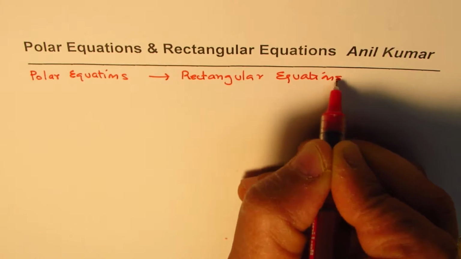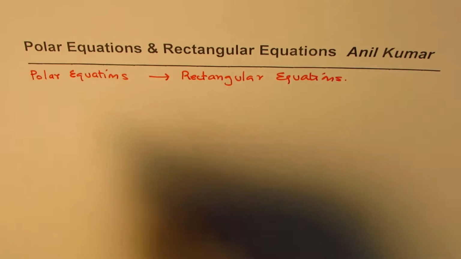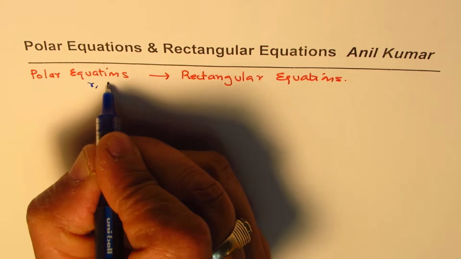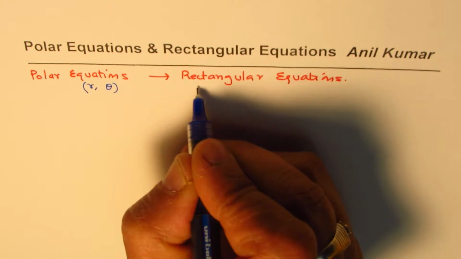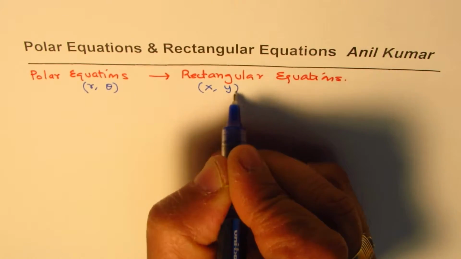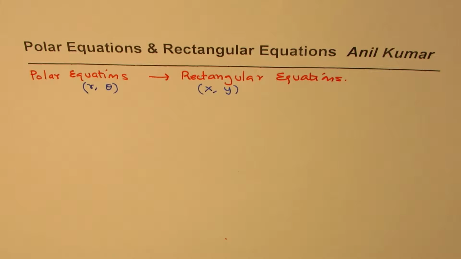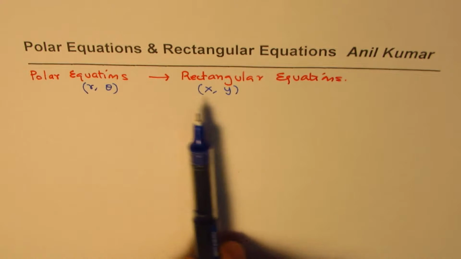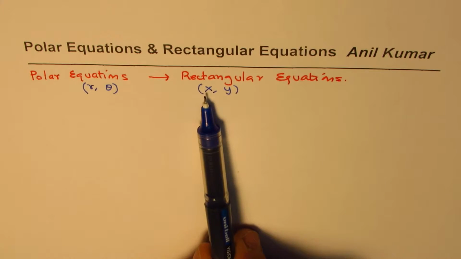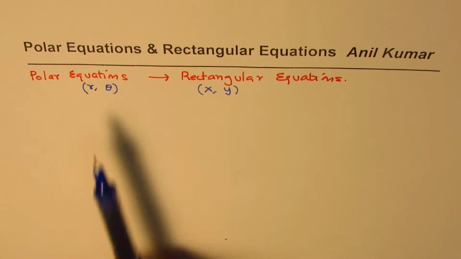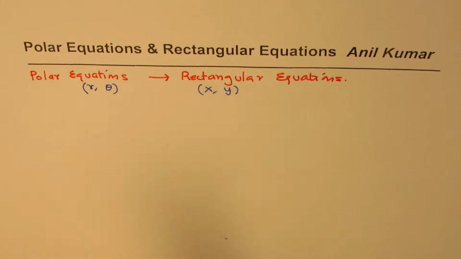What do I mean by saying so? In polar equations, we are working with r and theta, and in rectangular coordinates, we are working with x and y. So basically, an equation which will be a function of theta, and here y, which is a function of x, we are going to translate from polar to rectangular equation, right?